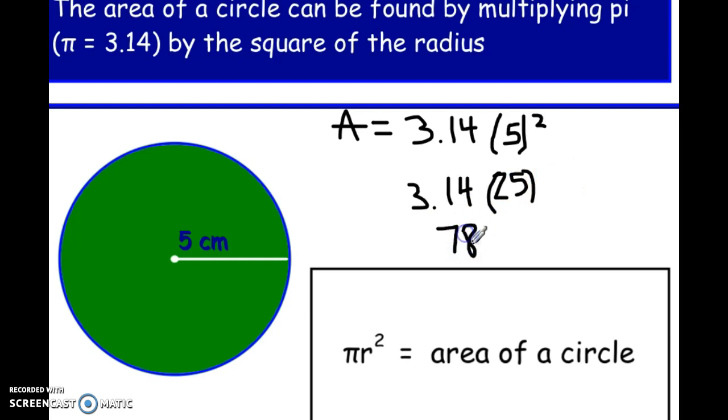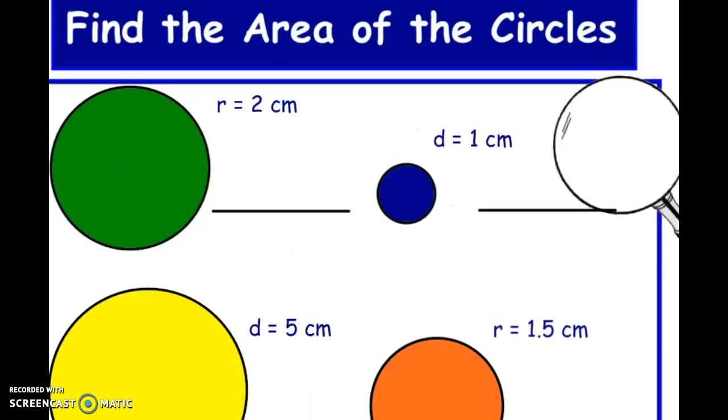I got 78 and a half, or 78.5 centimeters squared, because when we do any kind of area, it's how many square centimeters go inside of it, or how many actual squares will fit inside of your shape. Okay? That's it. That's circumference and that's area.